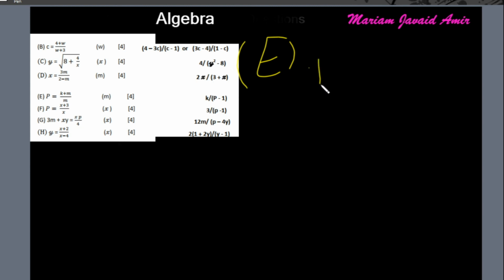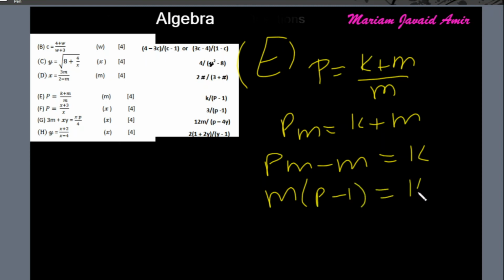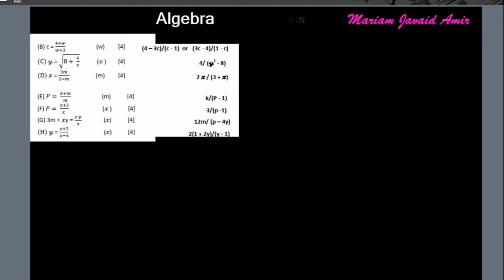Part E is, again we have two expressions of m, so this becomes pm equals k plus m. Both m's need to be moved to the same side so that we can factorize, and next move the bracket to the other side, so we get k over p minus 1 for part E. Part F is the same. Honestly, I won't be doing this. Part G is pretty much the same.